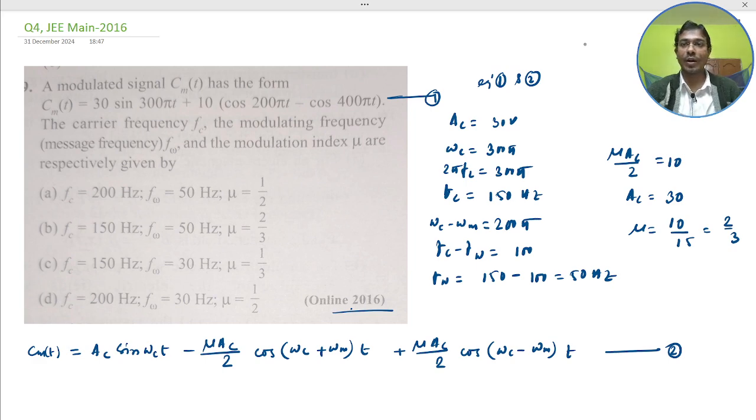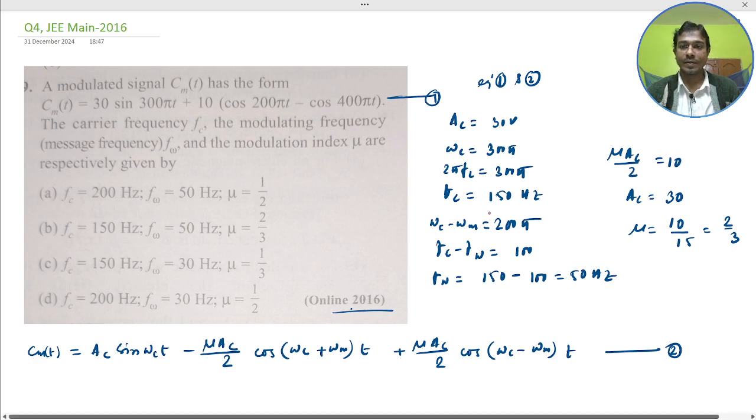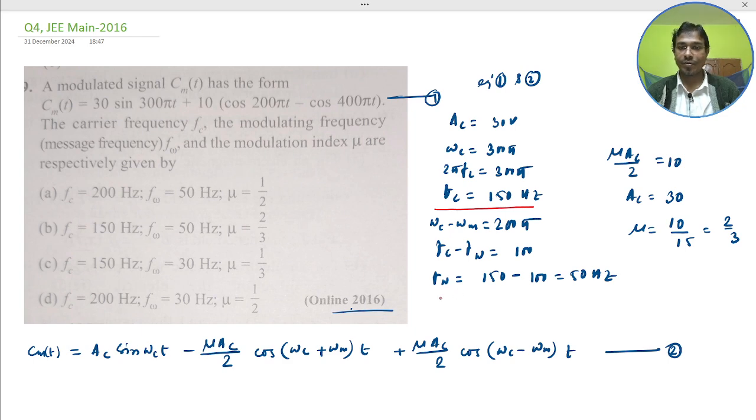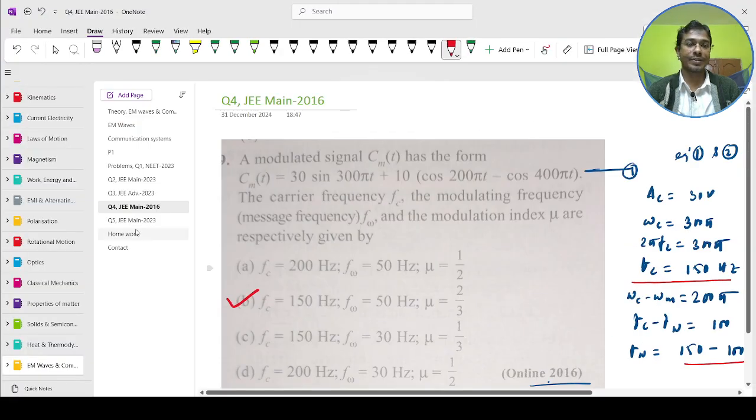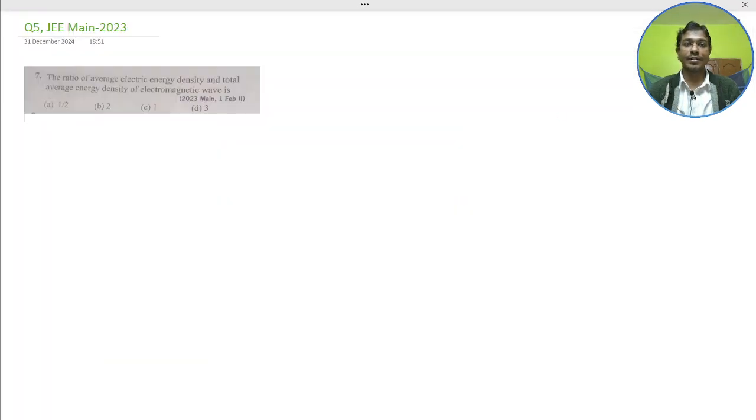So fc is 150 hertz. Next, f omega, basically, is 50 hertz. We just calculated this one. Next, mu is 2 by 3. So B would be our correct answer: fc 150 hertz, f omega 50 hertz, and mu is 2 by 3. Go ahead, our next and last one.